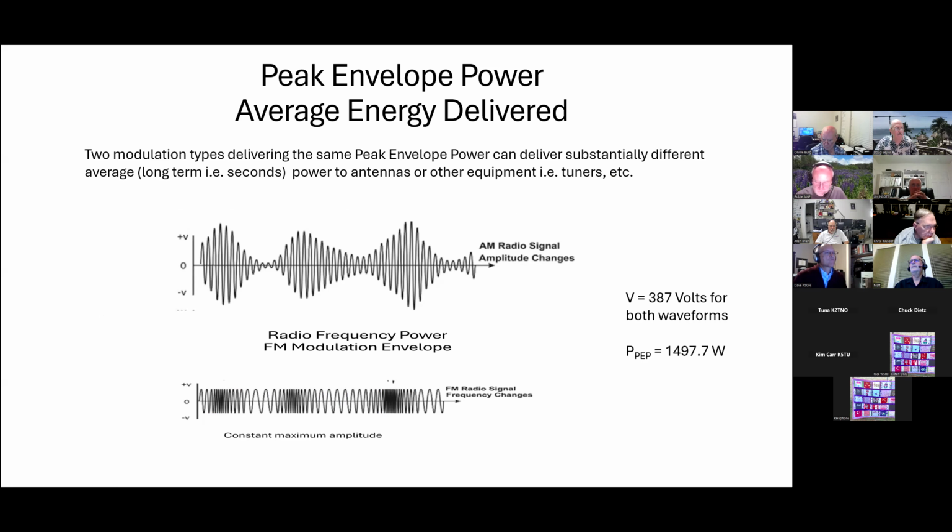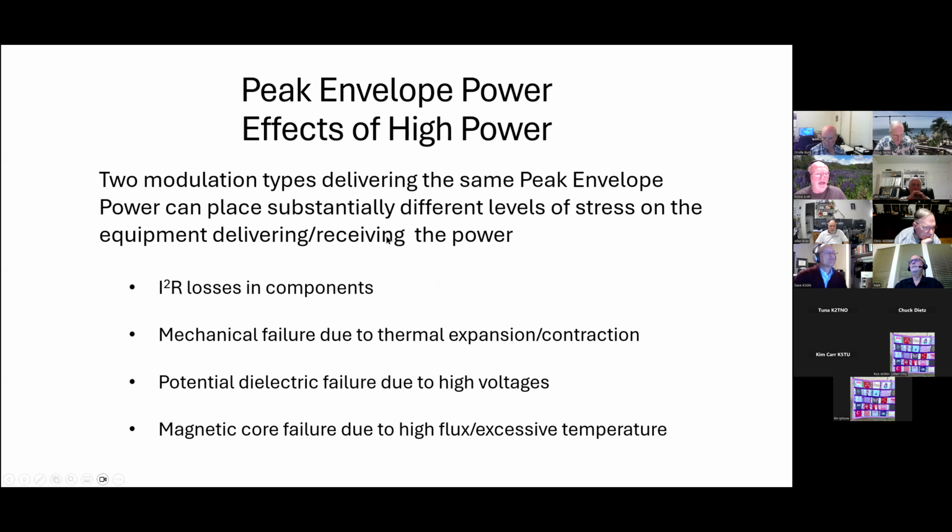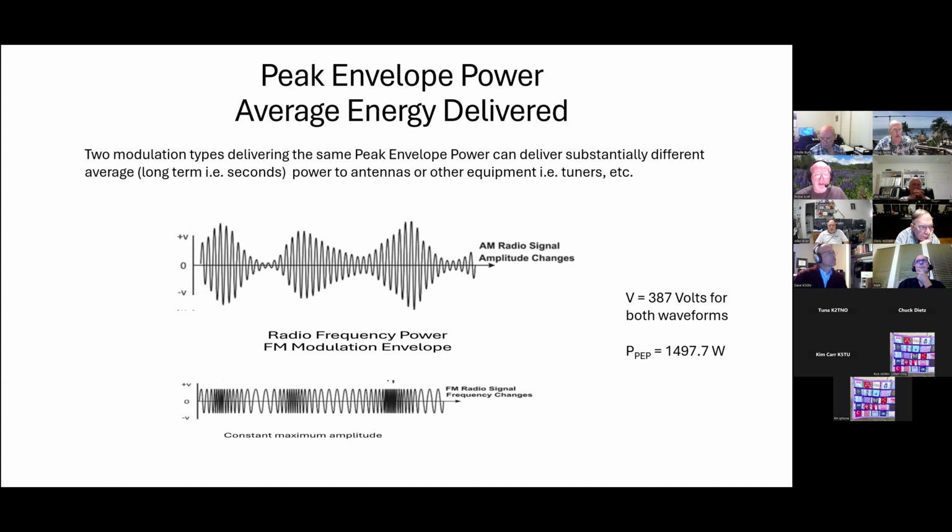Now, those two types of modulation deliver the same peak envelope power. But these two waveforms that have the same peak envelope power deliver substantially different long-term power to their load. And long-term power is averaged over several seconds. If you take this time scale from here to here, you'd see that there's substantially more energy contained in this waveform than there is in this waveform. So that's where the long-term average is very significant when looking at equipment rating and stuff like that.